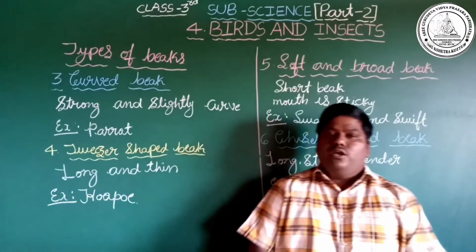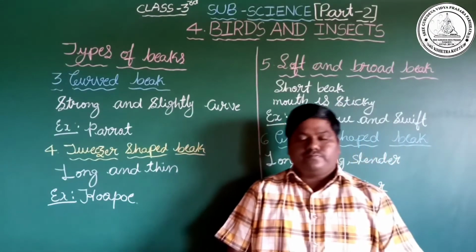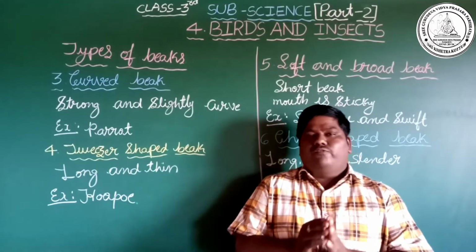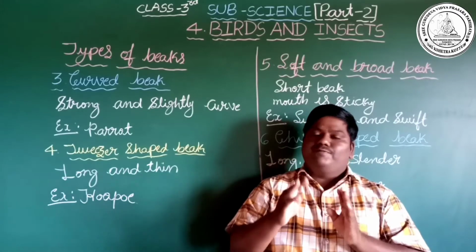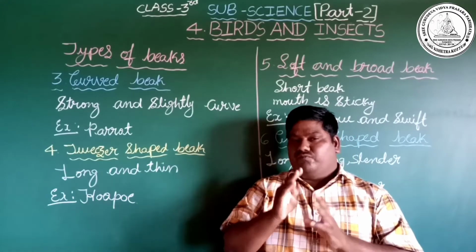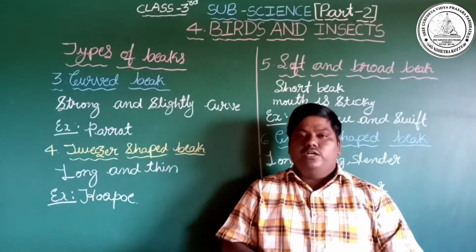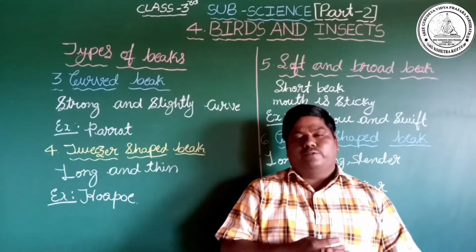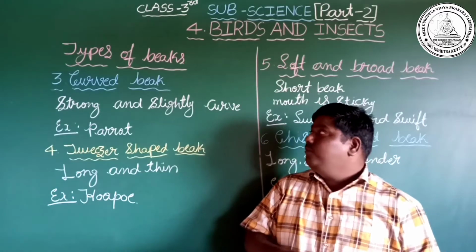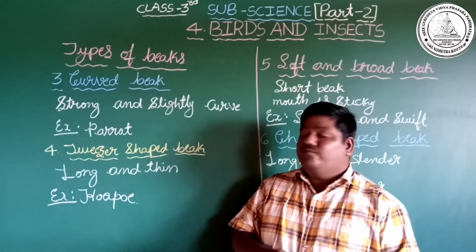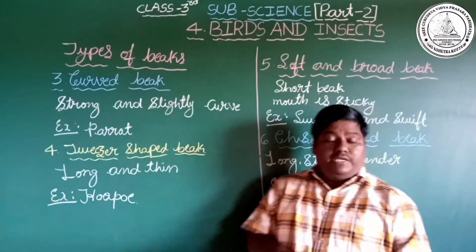In the last class, you learnt about the body parts of birds, the shape and colors of the feather, and types of feather also. And you learnt about two types of beak. Now we are going to learn about the third type of beak, the curved beak.